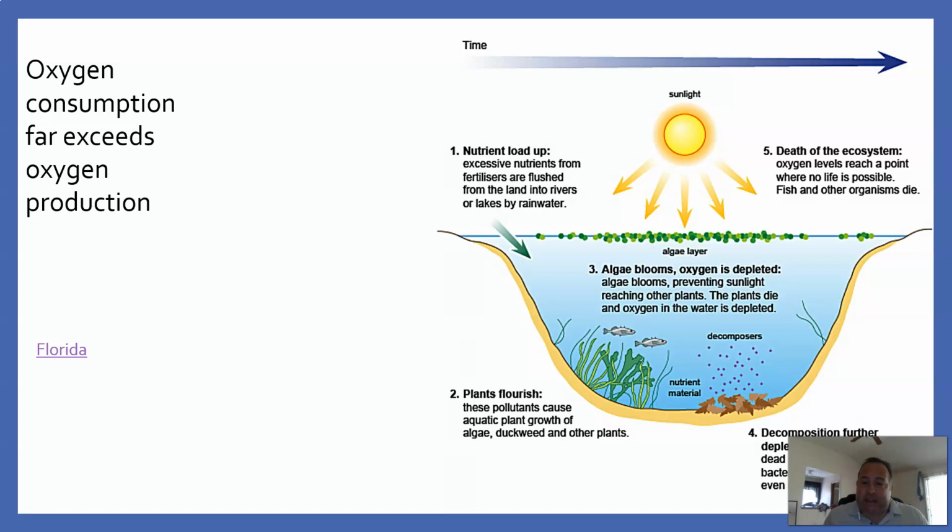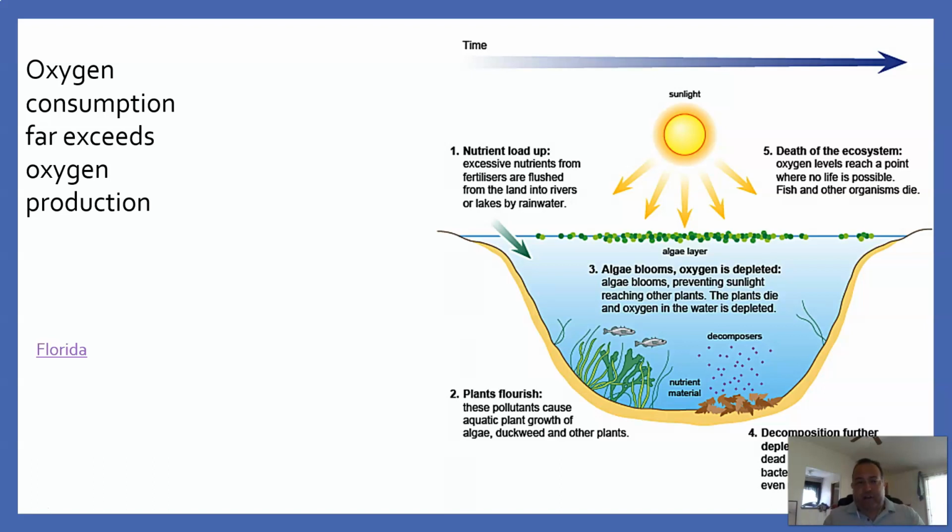And then the sunlight's not going to be able to get in the water, so things can't do photosynthesis. So all of a sudden stuff stops growing. And when stuff stops growing, oxygen stops getting produced, because if we don't do photosynthesis, we don't get any oxygen. And so now we have this nutrient load up. We've got plants and more plants.